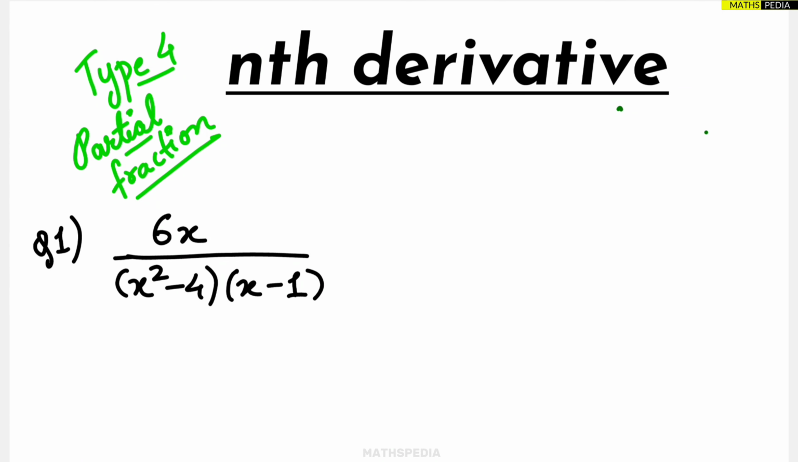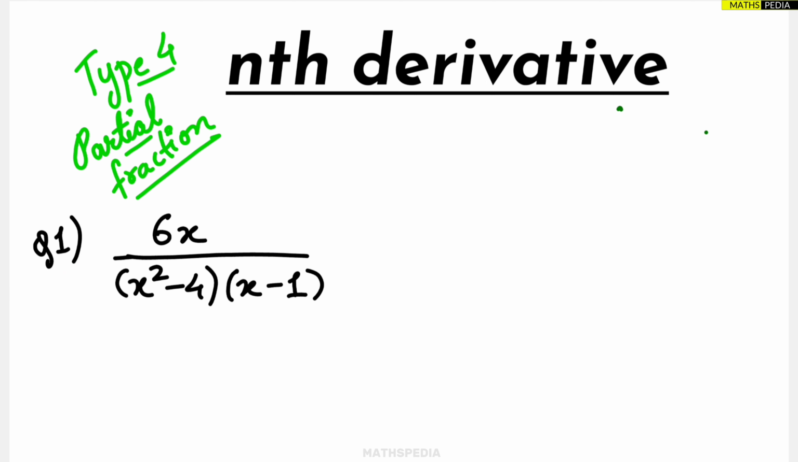Hey guys, in this video we are going for the type 4 in the nth derivative, which is nothing but partial fraction. Now how to identify, that is the important thing, right? What is partial fraction method? How to identify the given question is in partial fraction? Where to apply? How to apply? The procedure we'll try to understand.